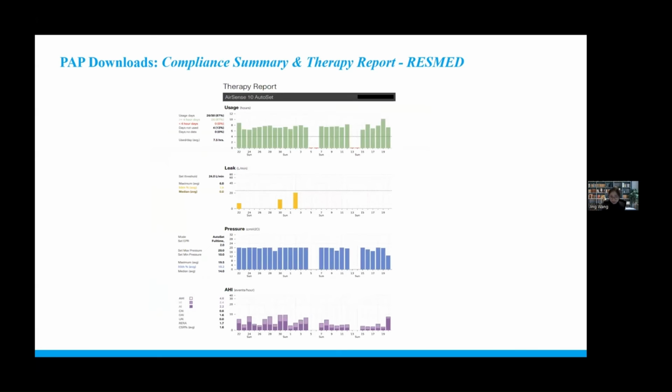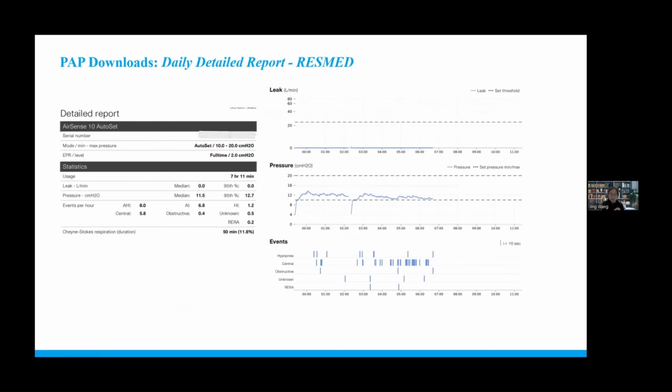This is what the ResMed report, the detailed summary, looks like. Again, it's just presented differently. ResMed likes to use a different color scheme, but it's really the same information about the patterns of use, the hours, the leaks, what the pressure is doing on a day-to-day basis, and what the AHI is doing day-to-day. This is the detailed version of the report, so you get more daily data as opposed to just a summary for the entire month.